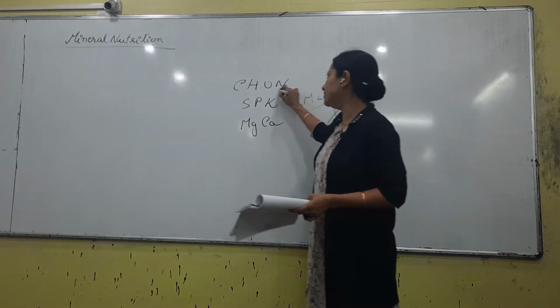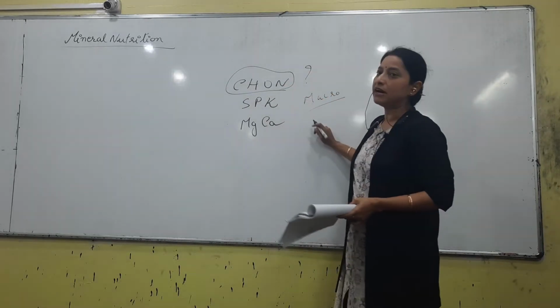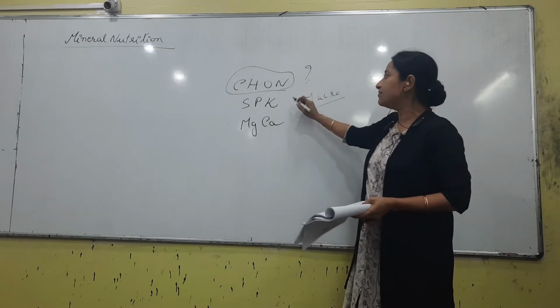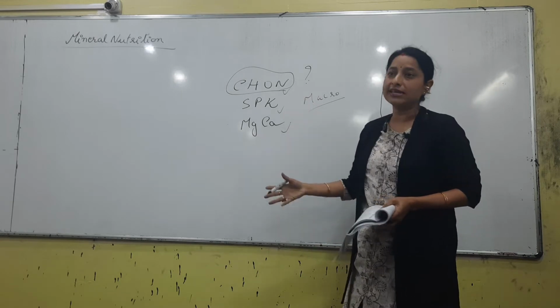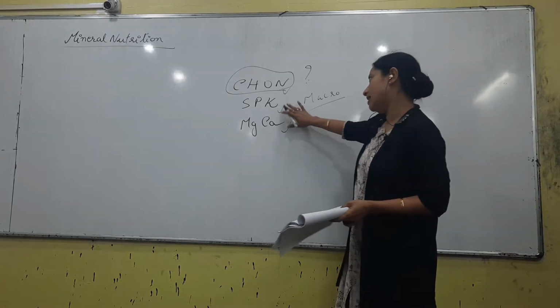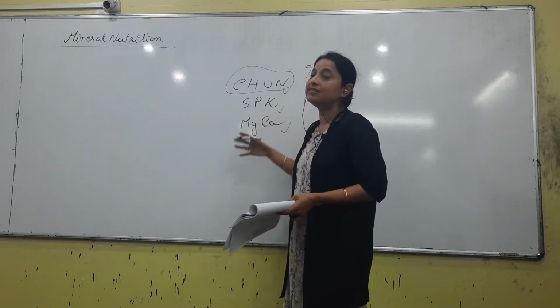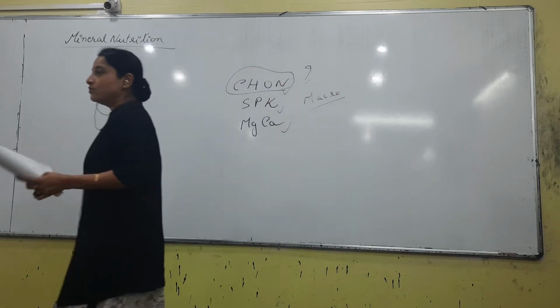My way of remembering is, suppose we are talking about this one, it's almost like a question mark. As if you are asking who is SPK and MgCa. You take out your own tricks. My way of remembering is that I just remember it like this, as if I am asking a question, who is SPK, who is MgCa. So you can take out your own tricks to remember.